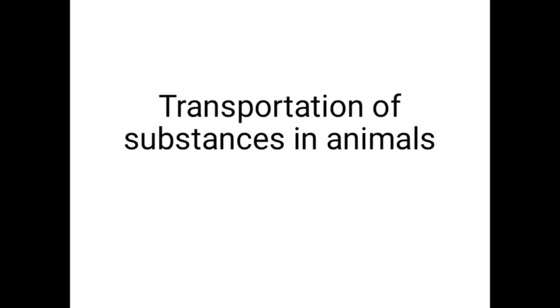Transportation of substances in animals. All living organisms require food for survival and to perform daily activities. The food we eat is broken down into simple substances, which helps in absorption of nutrients and releases energy. Like plants, transportation of food, oxygen, and material from one part of the body to the other parts takes place in animals too. In the unicellular organisms such as amoeba, paramecium, and euglena, the transportation takes place by diffusion.